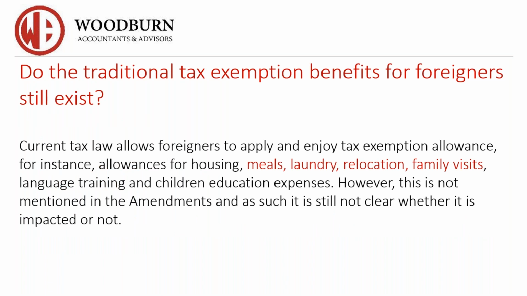Now, there were other types of tax exemption benefits, such as meals, relocation costs, family visits, and language training, that were also provided to foreigners in particular, besides just the housing and the children's education expenses. Now, these costs, as far as we are concerned, are still being deducted in 2019 with no contradiction from the tax bureaus. So I would love to hear, from any of you that are attending today, if you've had a contradiction to what I've just said.